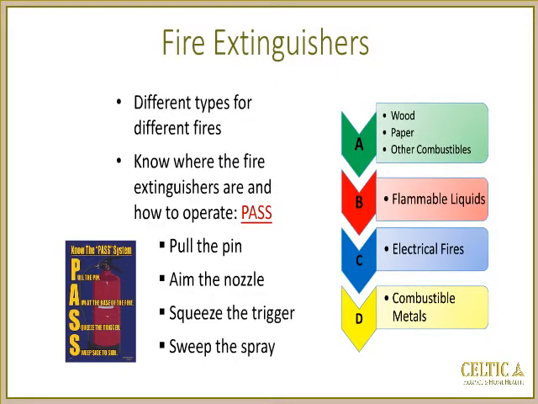When we look at fire extinguishers, they are marked with an alpha character, or more than one alpha character, because they're designated for different types of fires. So we have an A for wood, paper, or other combustibles, B for flammable liquids, C for electrical fires, and D is for combustible metals. So a lot of these might be an A, B, and C, or an A and B.